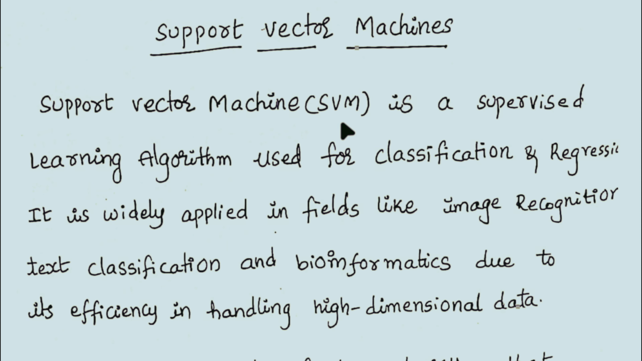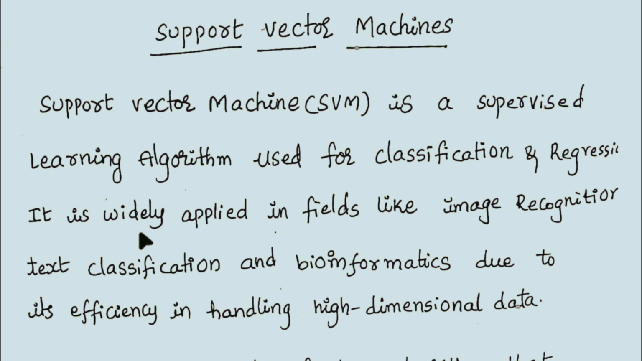What is the meaning of supervised learning algorithm? We are going to use labeled data. The purpose of SVM is classification and regression. What is the meaning of classification? We are going to classify the data. Classification is nothing but male, female, true or false, 0 or 1. What is the meaning of regression? Regression is nothing but prediction. We are going to predict something.